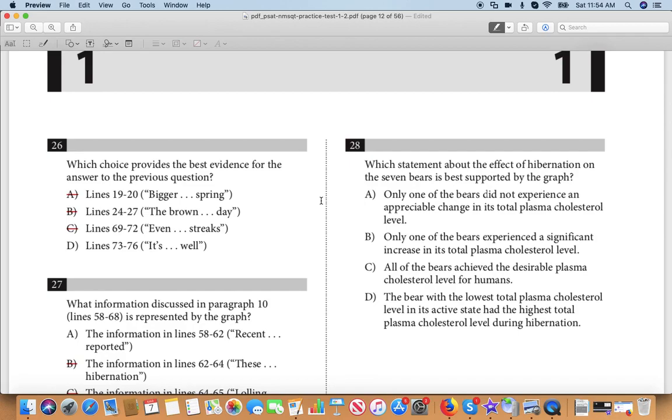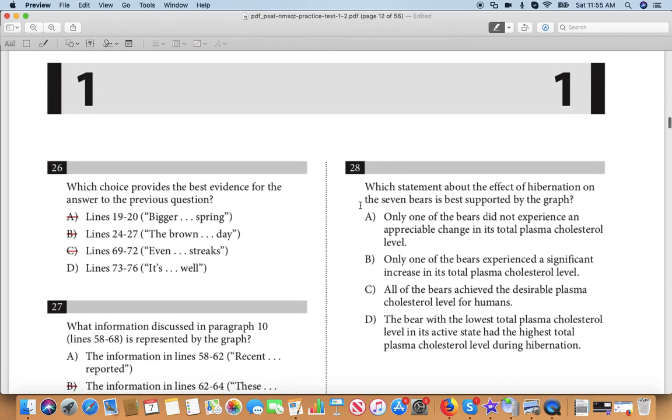Which statement about the effect of hibernation on the 7 bears is best supported by the graph? Okay. Let's test the answer choice. Go ahead and read that. Only one of the bears did not experience an appreciable change in its total plasma cholesterol level. We weren't testing an amount of bears, so that just doesn't make sense.